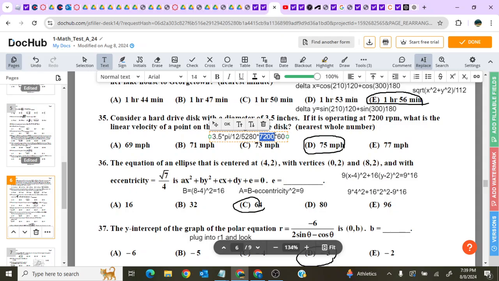36. The equation of an ellipse centered at 4, 2 with vertices 0, 2, and 8, 2. The eccentricity of that is this giant equation here. What is E?